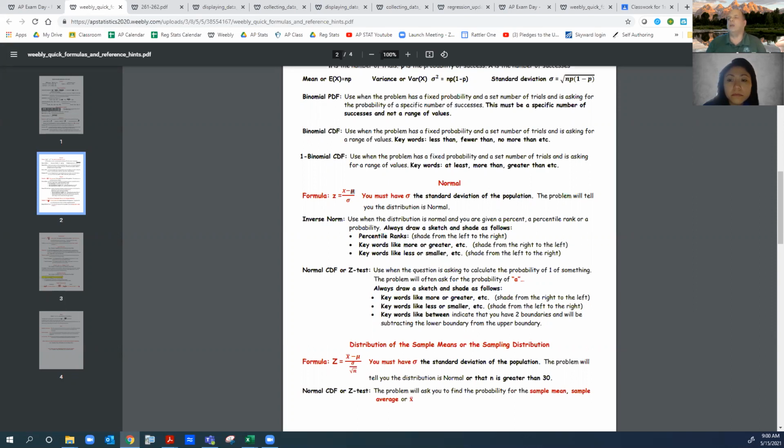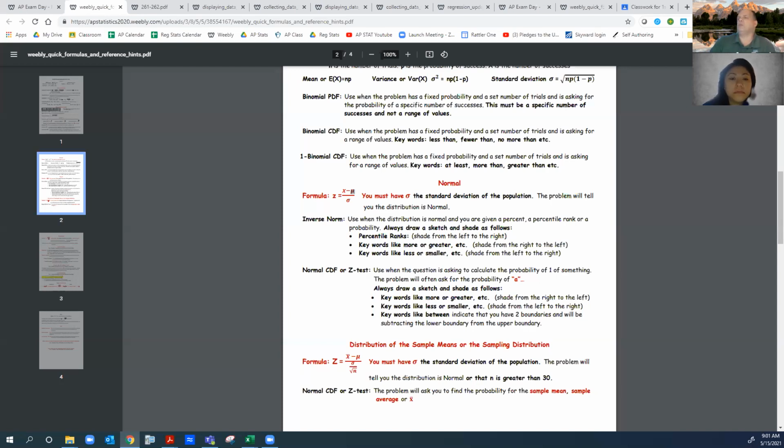Normally speaking, if they're asking for the probability, you're going to be working with a norm CDF. If they give you a probability, or they give you a percent or percentile, that's when you use the inverse norm. So if they give you the area, the percent, or the probability, it's an inverse norm. If they ask you for the area, the percent, or the probability, it's a norm CDF.